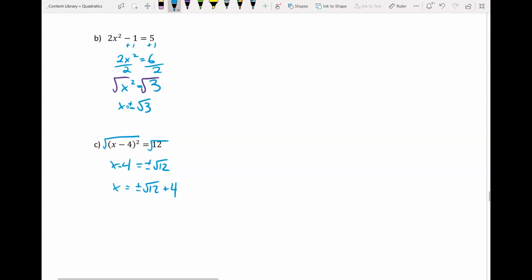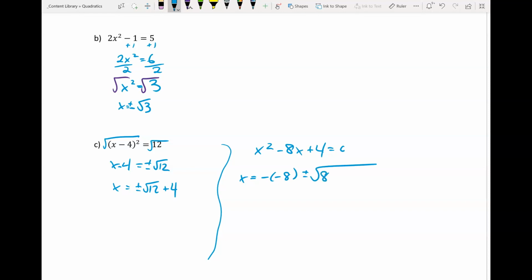This is nice and quick. If you want to use the quadratic formula, you could, because you would have to expand the left-hand side of the equation, which would be x squared minus 8x plus 4 is equal to 0. Then your a is going to be 1, your b is going to be negative 8, and your c is going to be 4. So you would set it up as so. And then once you simplify, you are going to get the same answer.